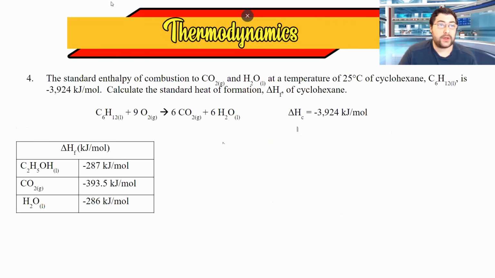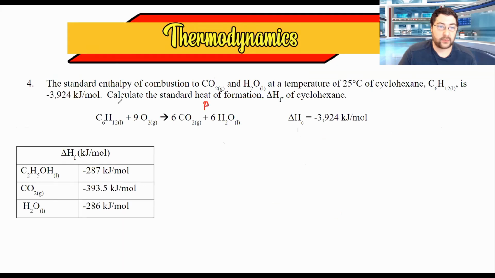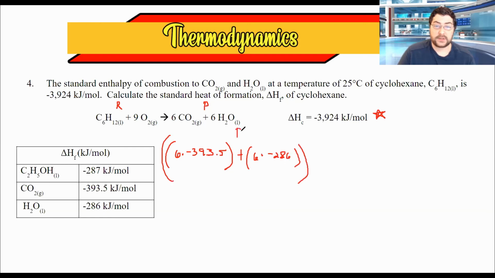All right, so if we look at this one, we've got our product side over here, and our reactant side over here. Now, if we look at our math, we've got 6 times carbon dioxide, which is negative 393.5, plus 6 moles of liquid water, so that's 6 times negative 286. All of this is our products, minus, now, reactants. The oxygen is a diatomic molecule, so we ignore it.